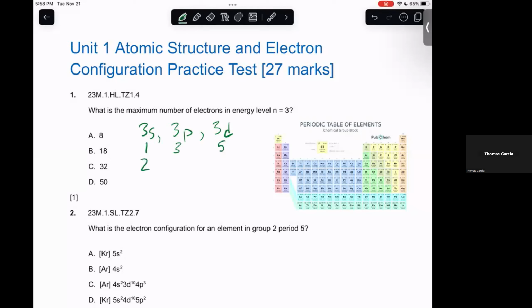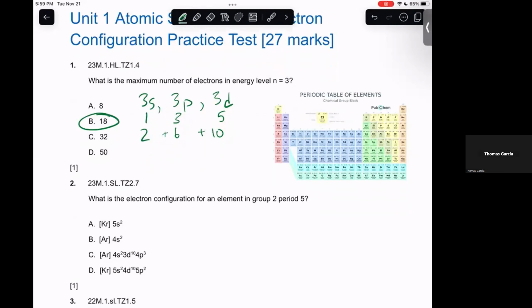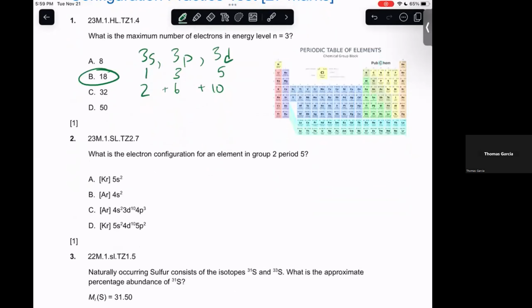So that's 2 plus 6 plus 10. That's a total of 18. So for this answer, we get 18. So the correct answer for number one is B. All right, moving on to number two.